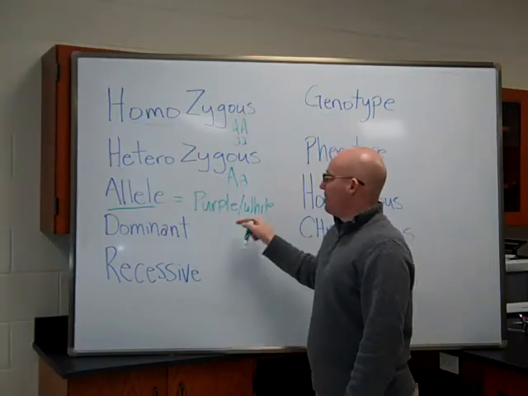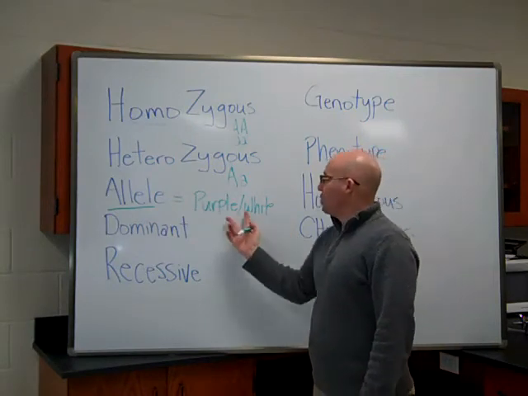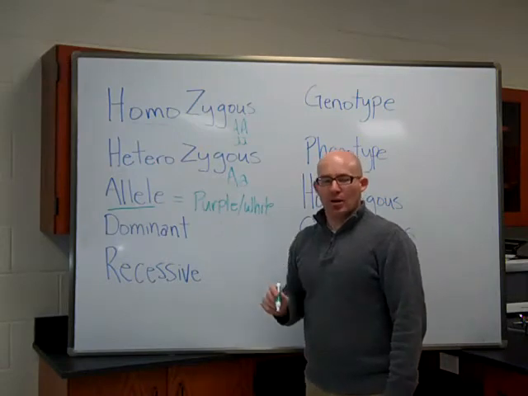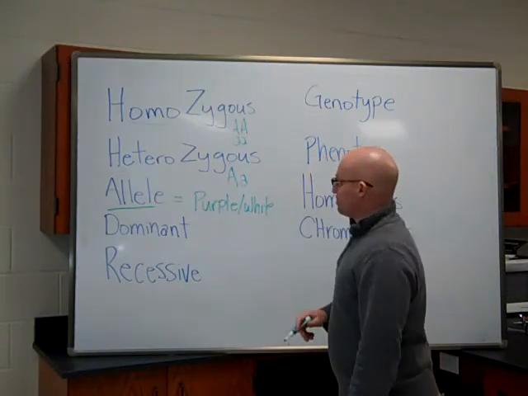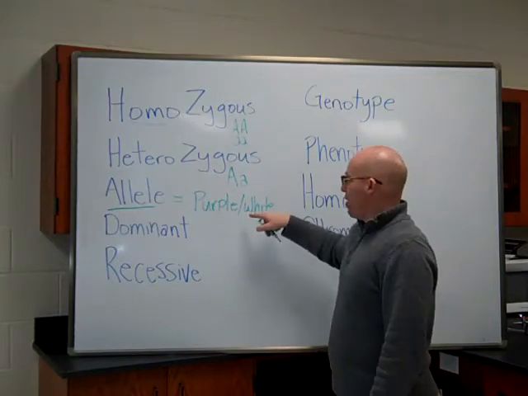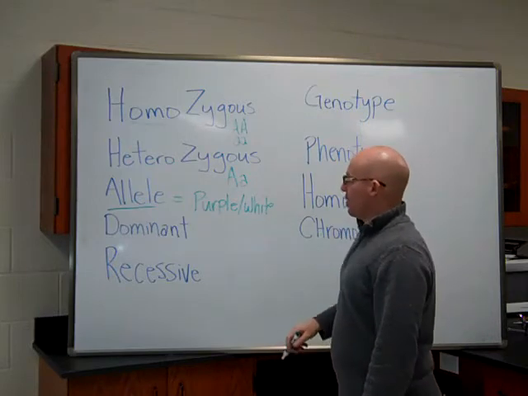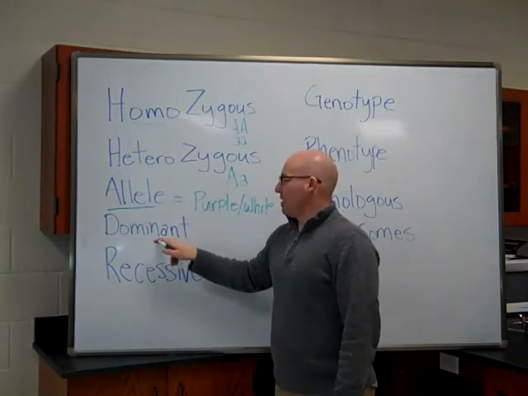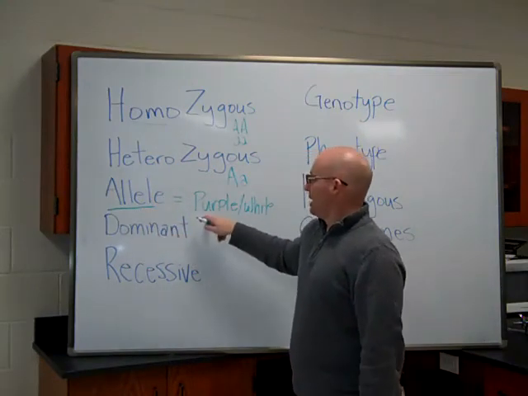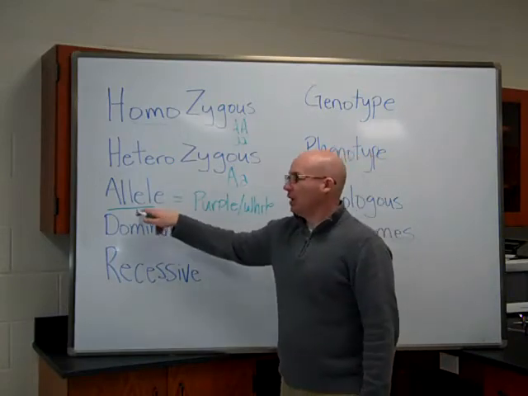And one allele of that gene could code for white. So there are two alleles for the gene that codes for the flower color. Now, purple, Mendel noticed, would show up a little bit more often than white when he did certain crosses. And what he noticed was purple was a dominant allele. The purple allele is dominant to the white allele.